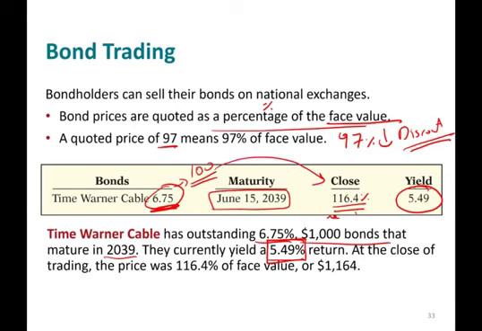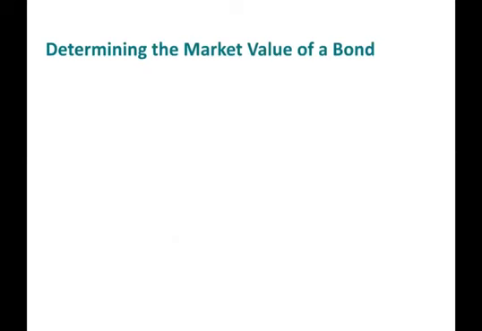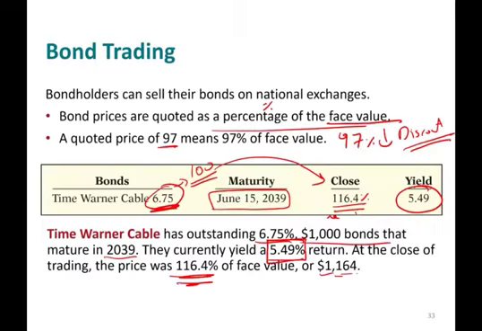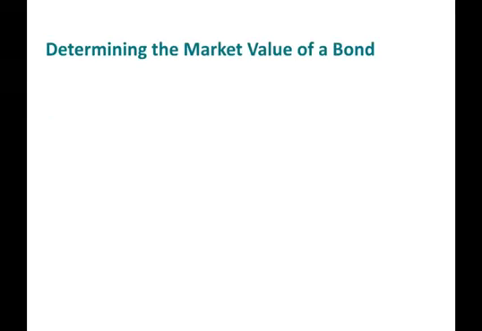Okay, at the close of the trading day, the price of this bond is 116.4, or in terms of dollars, $1,164. We're going to talk about determining the market value of a bond. Basically, how much a bond is worth. What's the market value of the bond?